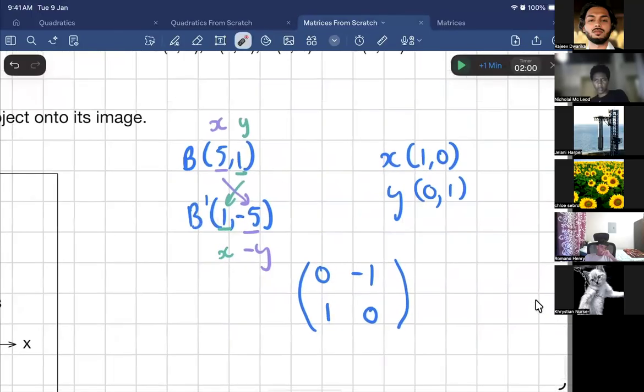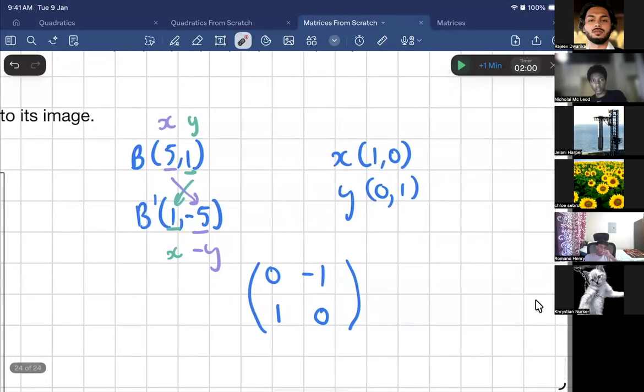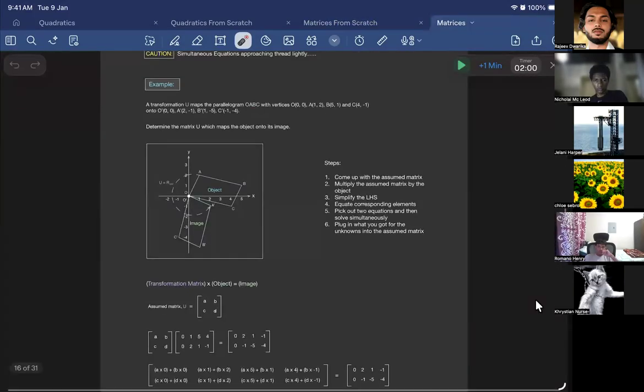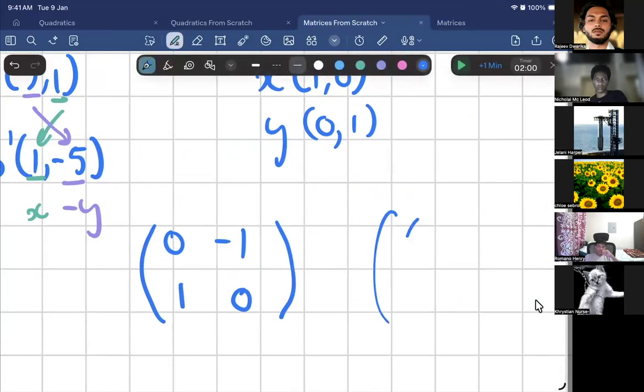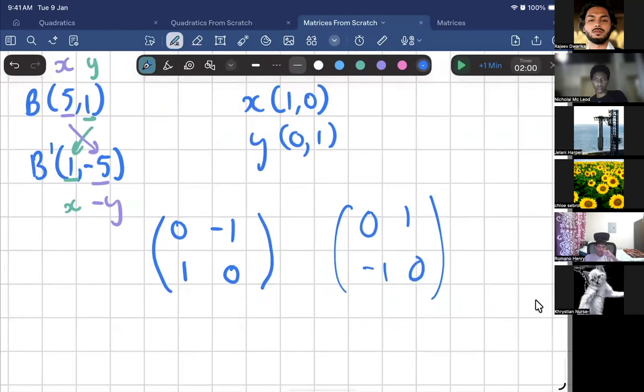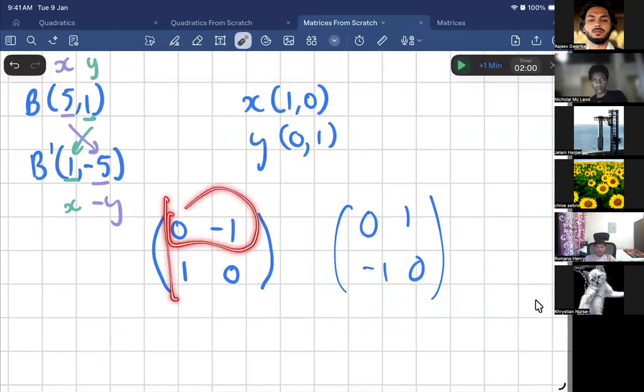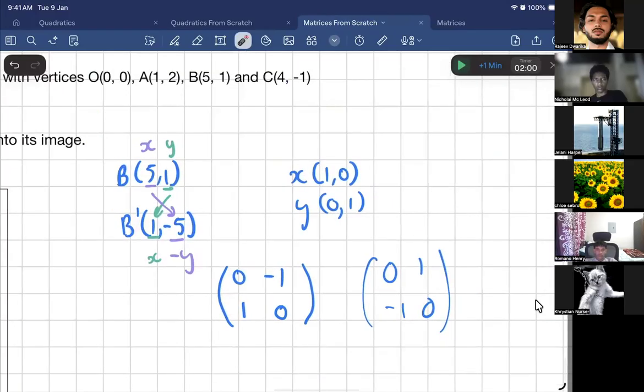Wait, probably it is because you use the positive before the negative. So where it's supposed to be y, 0, 1, and it has the 1, minus 5, that is B prime. Did we switch it wrong or is it something else? Because the correct answer is really 0, 1, minus 1, 0. Now I see the 0, minus 1 coming here, because they look like the transpose, and the 1, 0 coming over here.